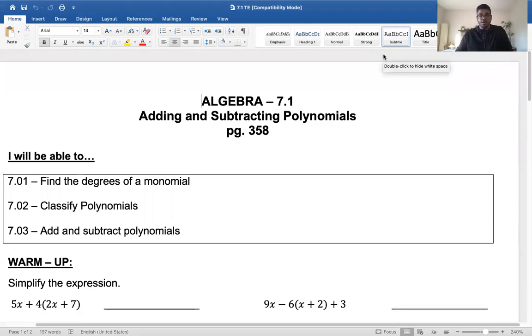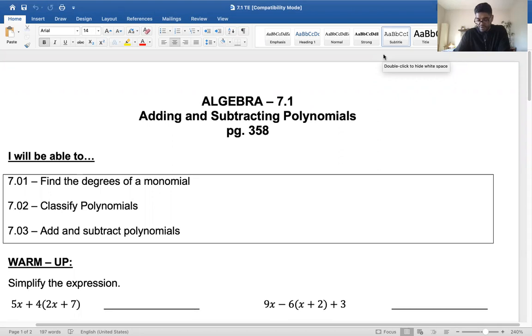All right, everybody. Welcome to the 7.1 video on adding and subtracting polynomials. So chapter 6, we looked at exponential functions, and we did some stuff with properties of exponents. And so now we're going to look at polynomials, which are not going to be linear functions.